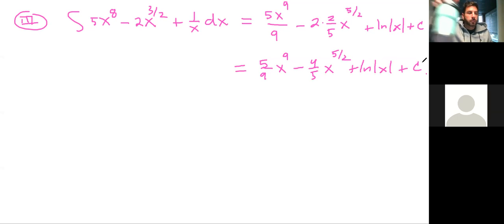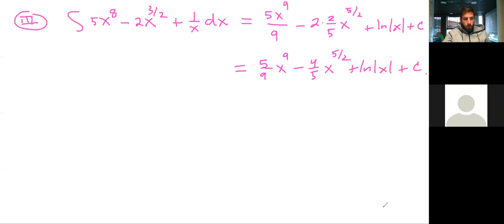So how do you find the natural log? How do I find it? Well, you just know the fact. What's the derivative of the natural log? Ask yourself, what's the derivative of natural log? It's 1 over x.